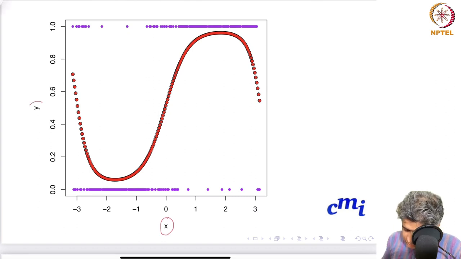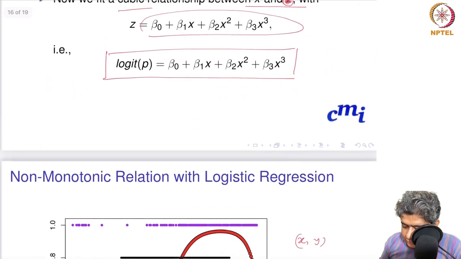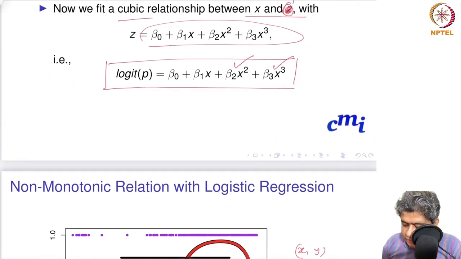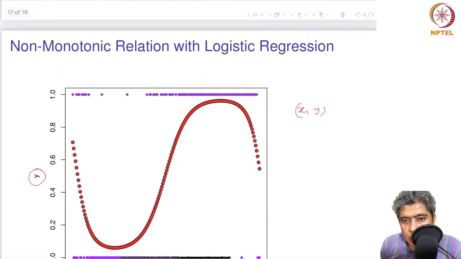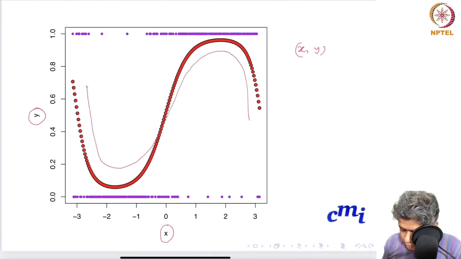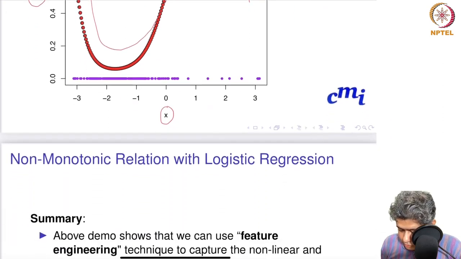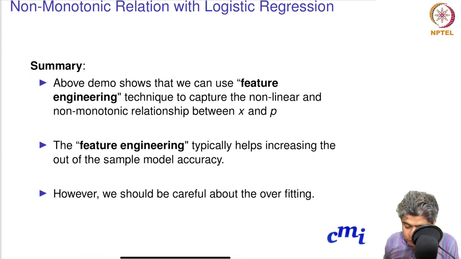We never used Z here. Remember that all we have is only X and Y. Just by adding a couple of higher order features, X squared and X cubed, the logistic regression model was able to capture the sinusoidal relationship between X and Y. So this shows that we can use feature engineering techniques to capture non-linear and non-monotonic relationships between X and P or Y.